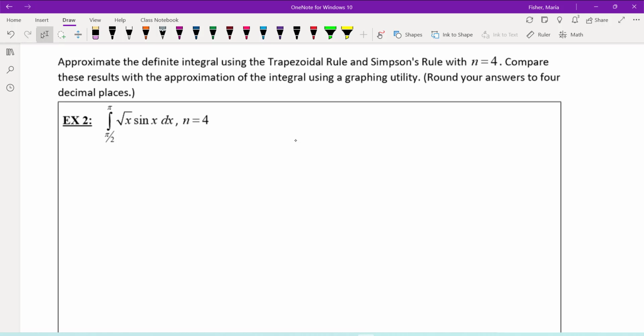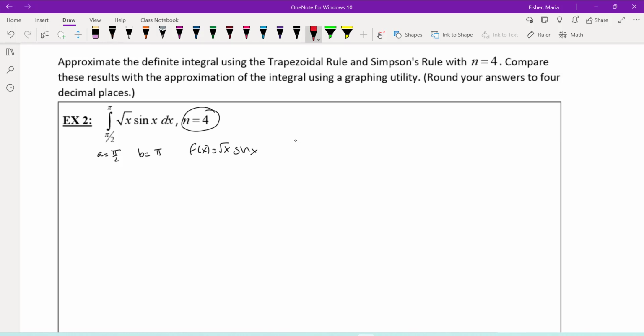Example 2 asks us to approximate the definite integral using the trapezoidal rule and Simpson's rule with n equal to 4, and then compare the results with the approximation of the integral using a graphing utility. Again, we're rounding to 4 decimal places. Let's first figure out what delta x is, and then split up our number line to find x sub 0, x sub 1, x sub 2, etc. So I know my a here is pi over 2, my b here is pi, my n is 4, and then my function here is going to be that root x sine of x.